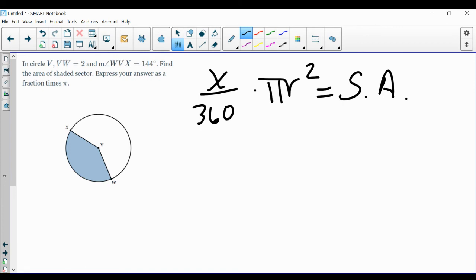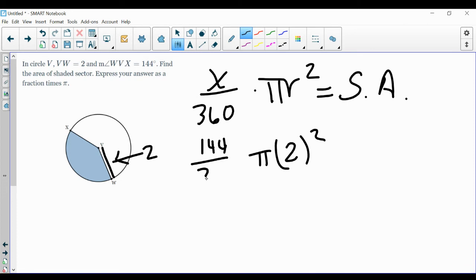This does say leave your answer in a fraction, so in terms of pi again, so we're not going to use the pi button. So VW, I would say be real careful and make sure you're paying attention to what they're telling you so you don't accidentally just assume it's the radius. So that's going to be 2 squared pi. Our angle measure is 144 over 360 equals surface area. I'm sorry, not surface area, sector area. 144 divided by 360, and then times 4 gives me 1.6 pi.